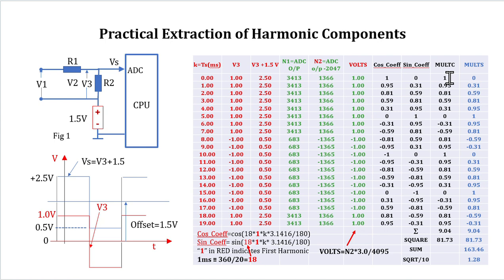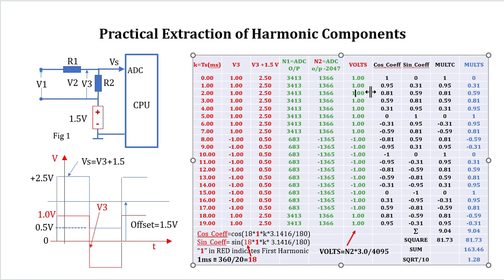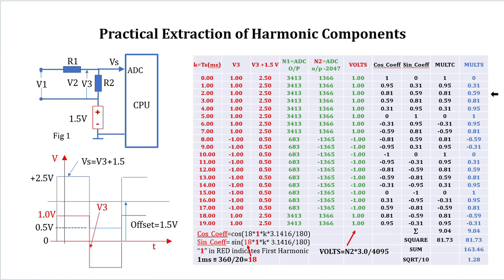So you have these two arrays with you, and then you compute mult-C. Mult-C means, what is the next step you had done? Volts into cosine coefficient, you get this. 1 into 1 is 1. 1 into 0.95 is 0.95. 1 into 0.81 is 0.81, and so on. Then minus 1 into minus 0.81 is plus 0.81. Minus 1.00 into minus 0.95 is plus 0.95.